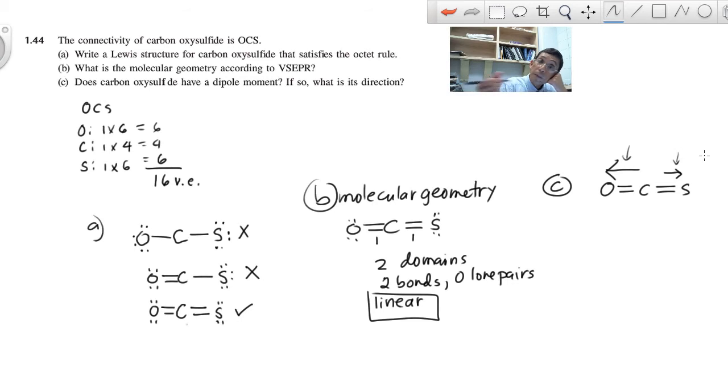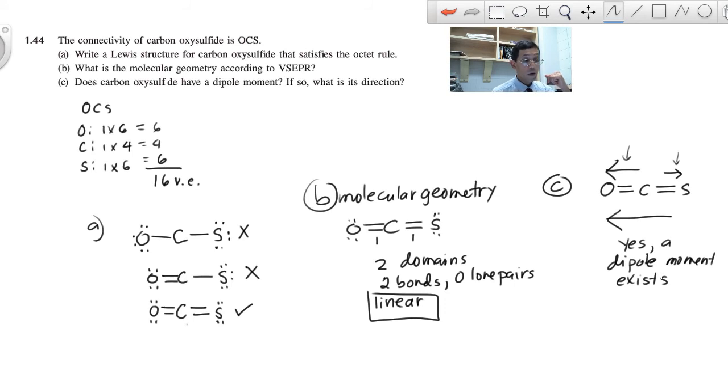So therefore we have a net force going to the left, meaning it's more negative on the oxygen side, so therefore yes, a dipole moment exists. In what direction? In the direction that is going towards oxygen.